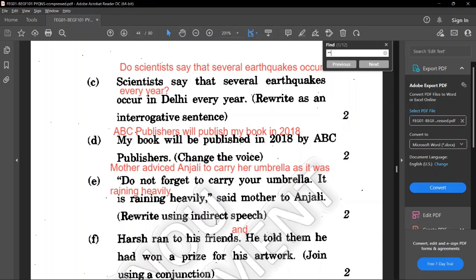Said mother to Anjali. Rewrite using indirect speech. This has quotes. We have to remove the quotes, so it will go mother advised Anjali. In this case, it will not be mother said to Anjali because it can also be mother said to Anjali, but a better form would be mother advised Anjali to carry her umbrella as it was raining heavily.